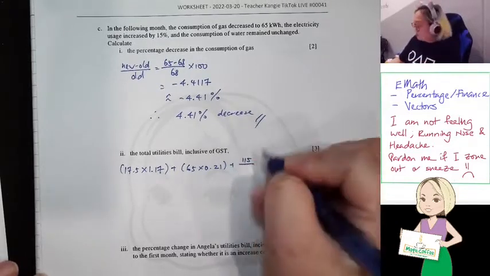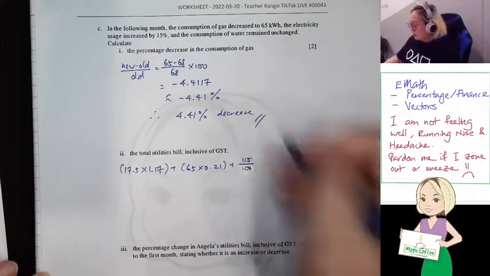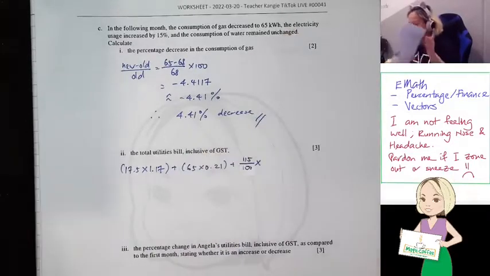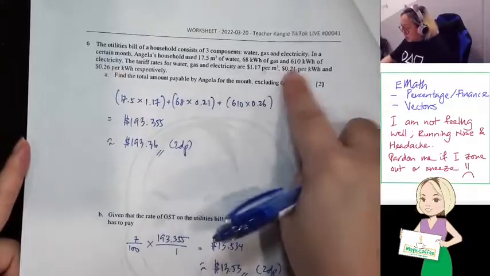So 115 over 100, I'm going to multiply it by the old electricity that I had, which was 610.